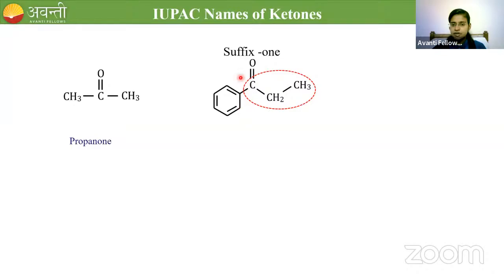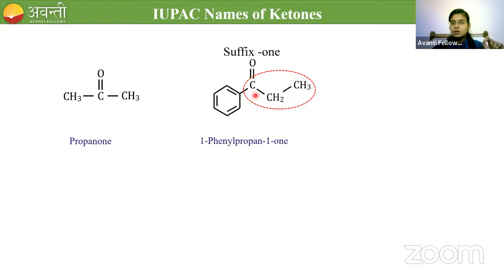Now to the first carbon, the phenyl ring. This ring is called phenyl, right? This is not benzene, this is phenyl. C6H5 is called phenyl. So it is attached to carbon number 1. So the name of this compound is 1-phenyl, and since we have 3 carbons, it is propan-1-one. You can call it 1-phenyl propanone or 1-phenyl propan-1-one. Both are correct. You can write that one or you can leave it.